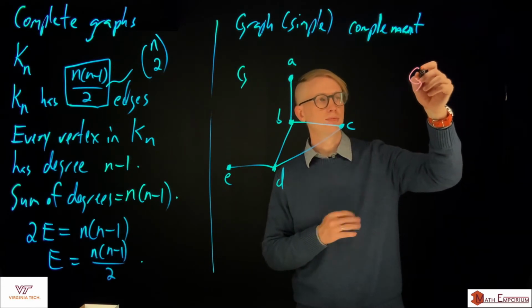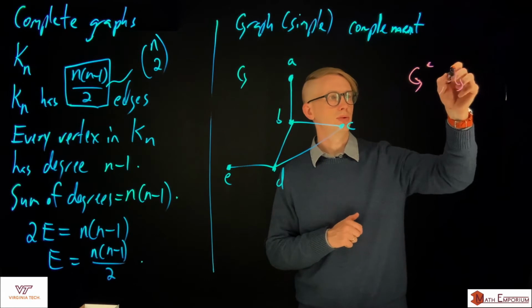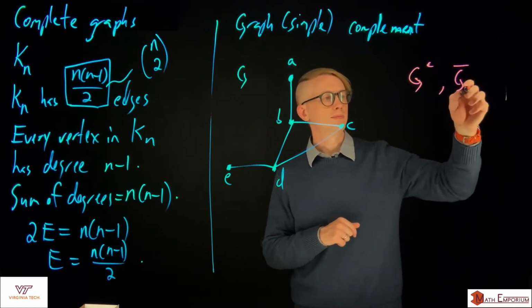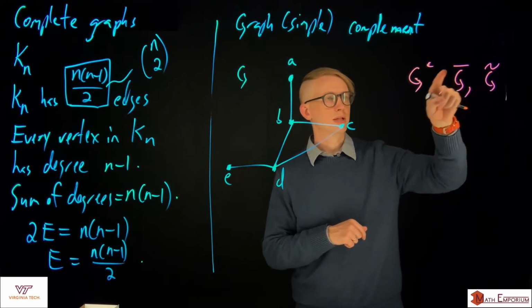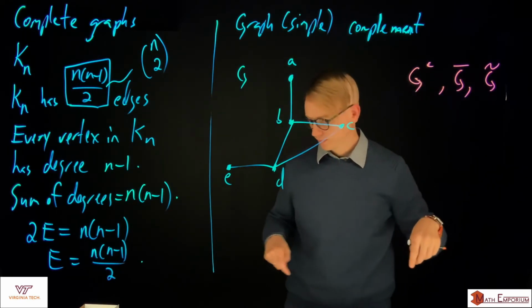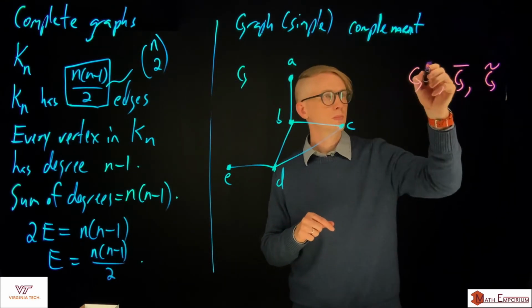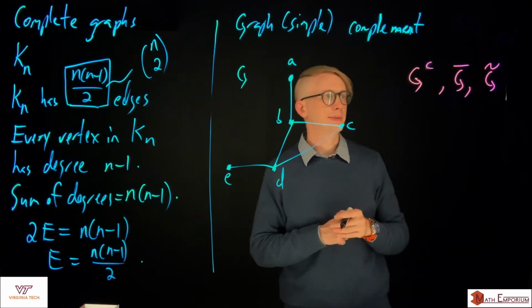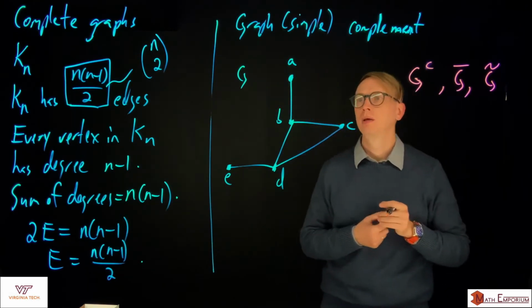My favorite notation would be C for complement, but I believe the book uses G with an overbar. There are some others too. You could use a tilde. Sometimes it's because one of these other notations is used up for something. My C does not look like a C, so let me make it look like a C. There you go. So I like C for complement. That's my favorite. I believe the book uses an overbar.